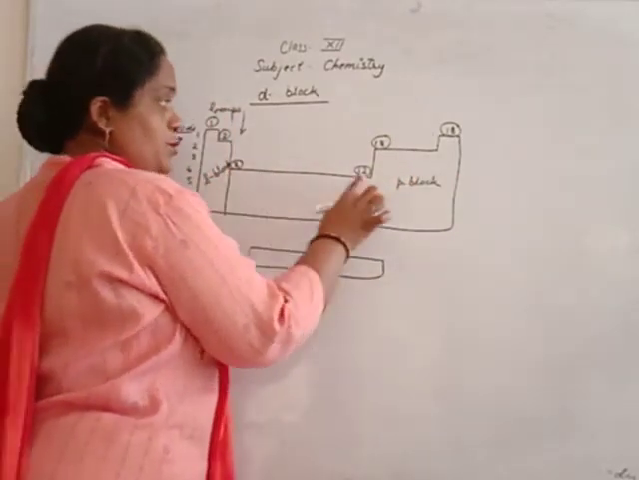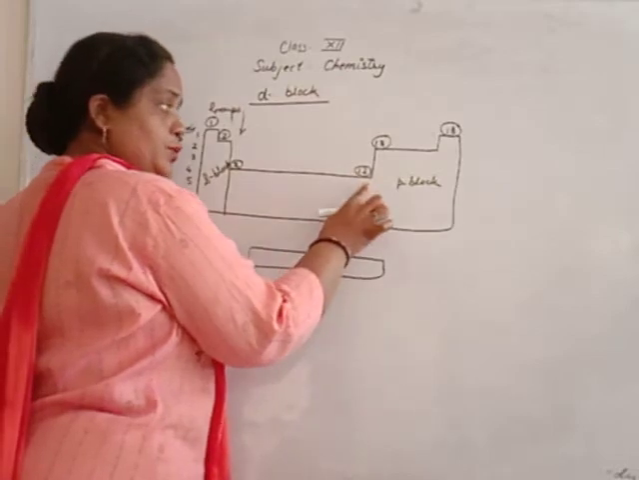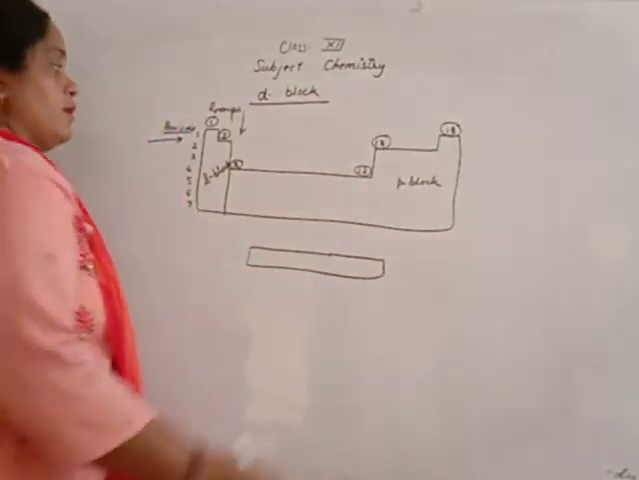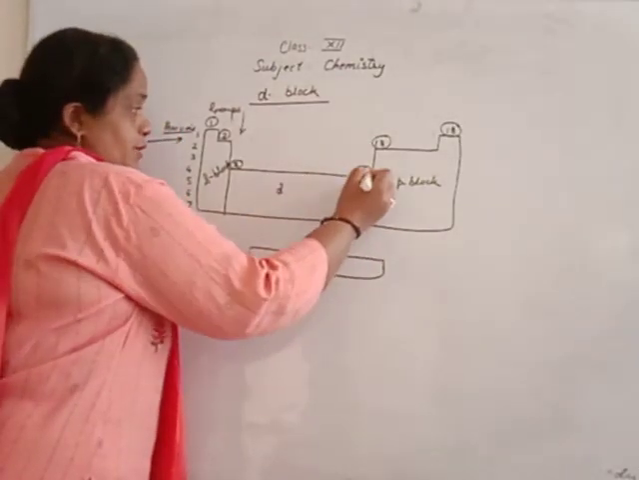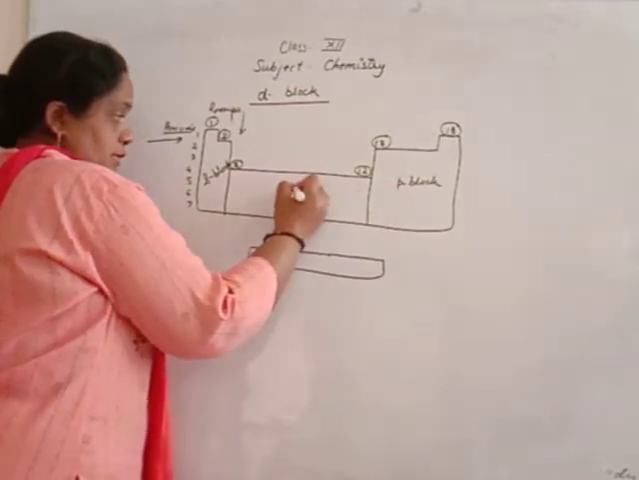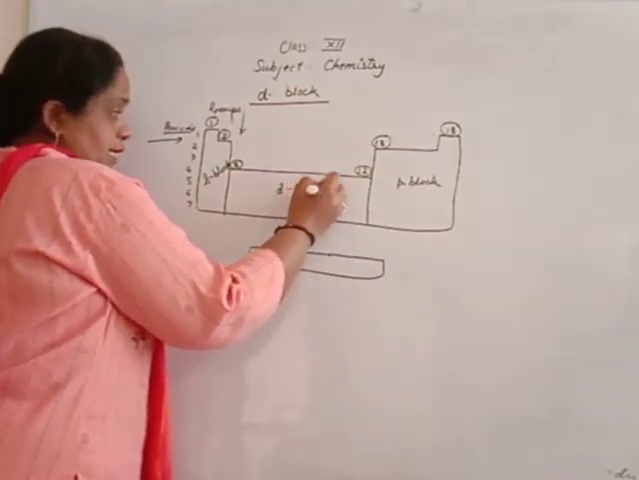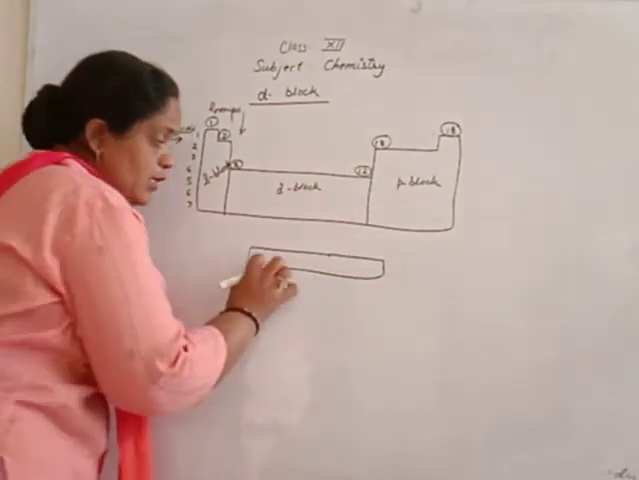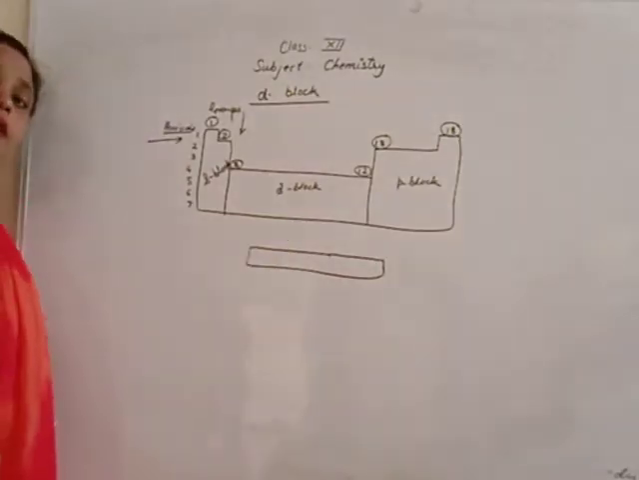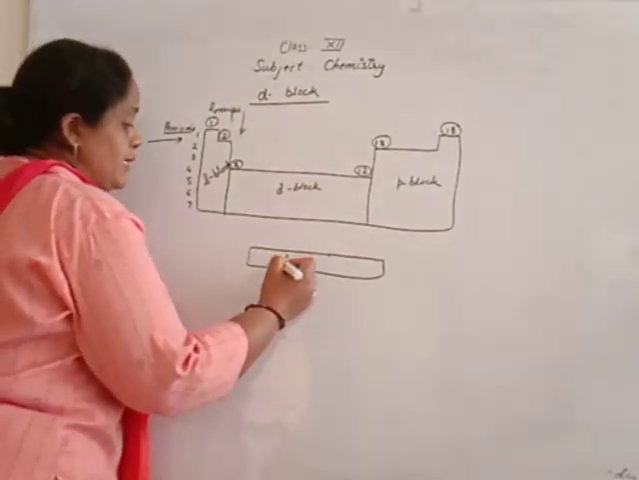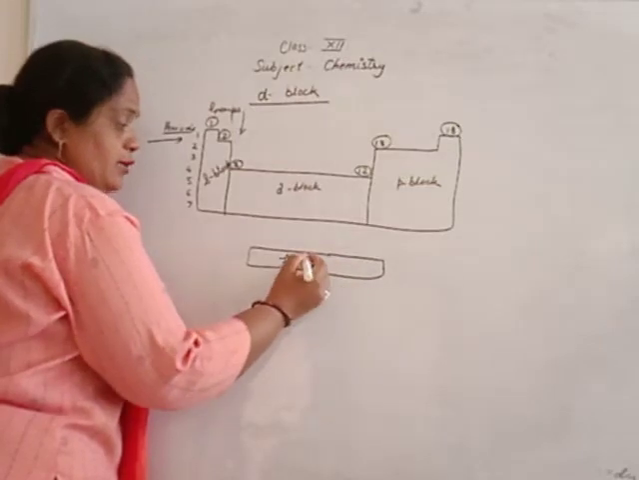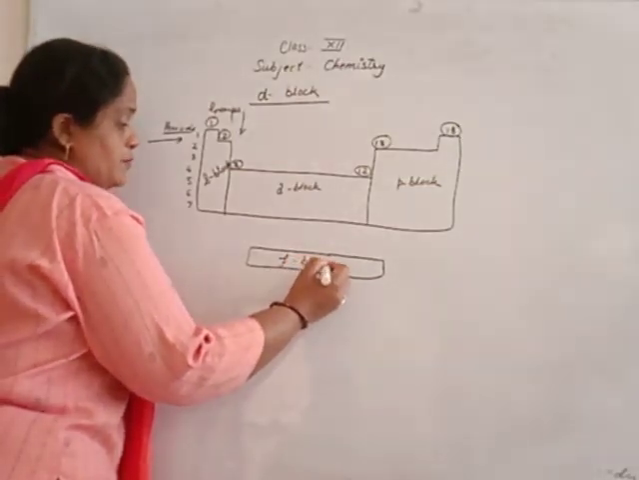Group 3rd to group 12th, the last electron enters the d orbital, so it is known as d block element. And these are not included under any group, but the last electron enters the f orbital, so these 28 elements are included in the f block.